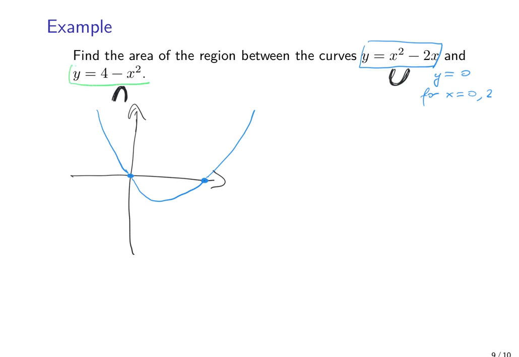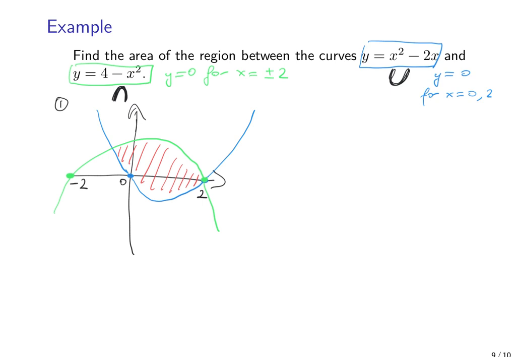Then secondly, we have this curve. So here, y is equal to 0 for x is equal to plus or minus 2. So this parabola is going to go also through this point and through this point right here. And it's a downward facing parabola, so it looks like this. And just to add, this point has x coordinate minus 2, this is 0, this is 2. And now we can see what is the area that we have to find. It's the area that is shaded in red here. So that is step 1, making the figure.